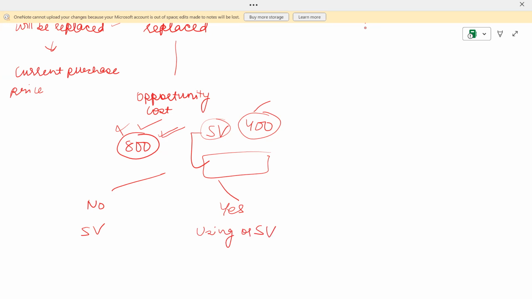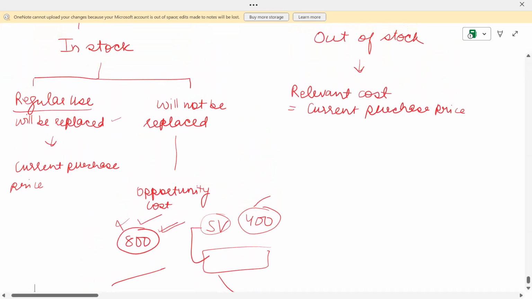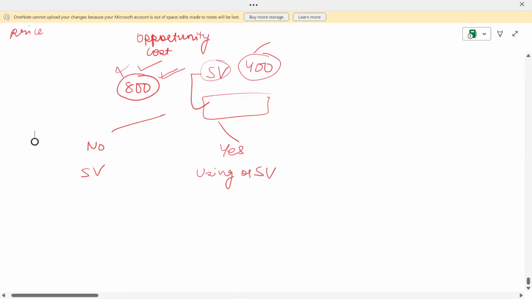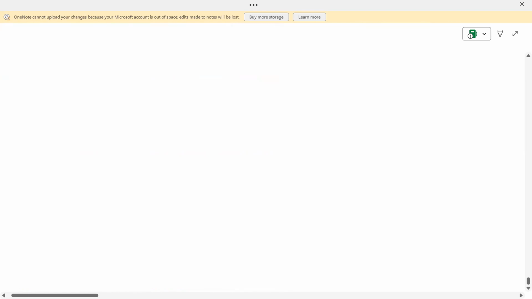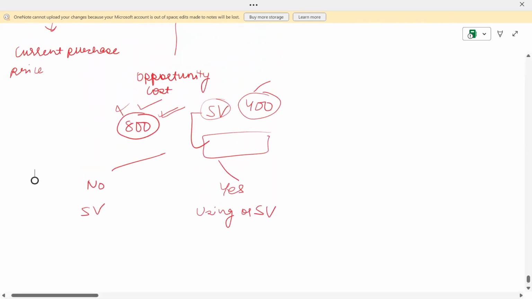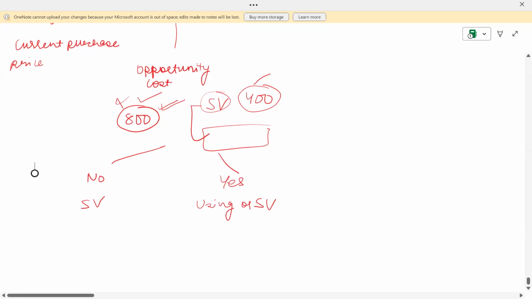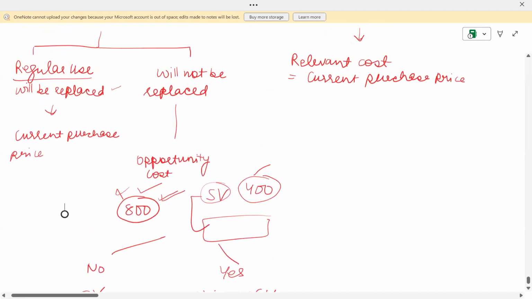So these are the two options which you have in such a scenario where the material which you are requiring is in stock and will not be replaced. Let's also discuss a few pointers before we move on to the relevant cost of labor. If you have any historic cost for the materials, they are always going to be a sunk cost and will never be relevant unless it happens to be your current purchase price.